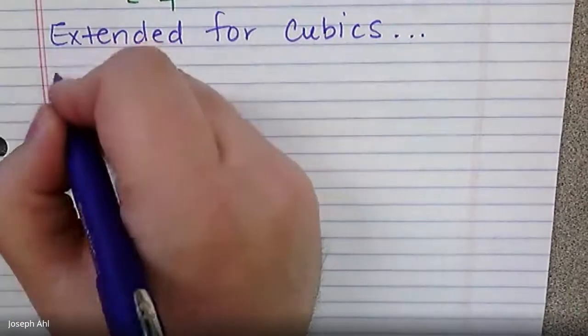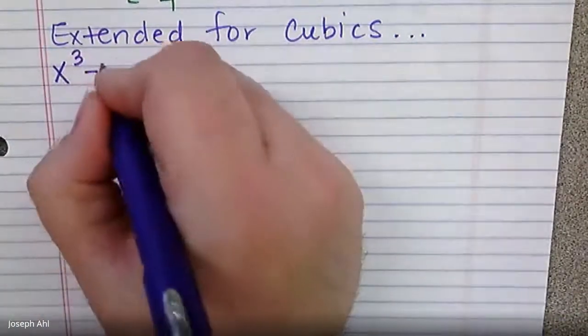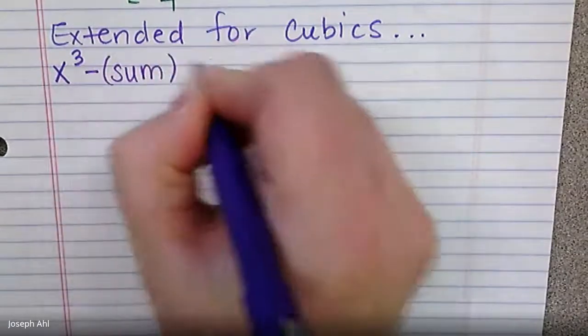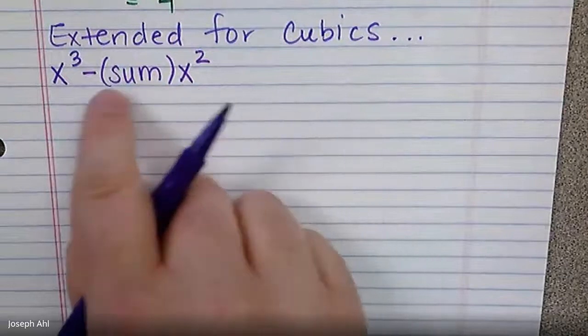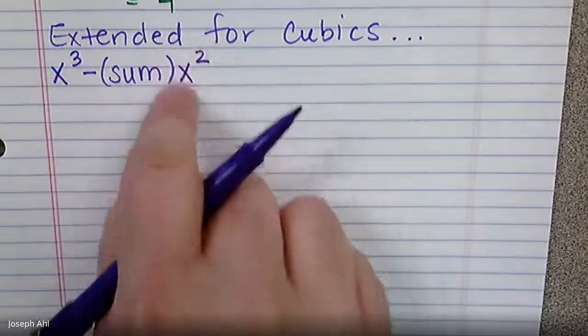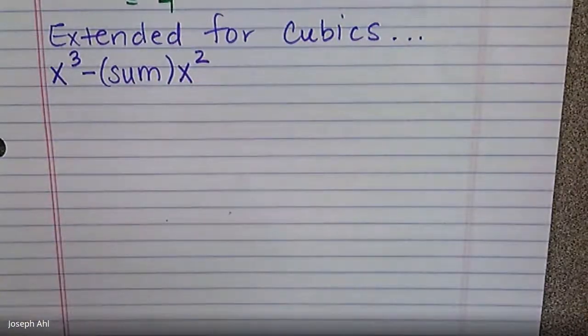So for a cubic polynomial, it's going to start off with x cubed. You're going to change the sign of the sum, and that's going to now be the coefficient of x squared. Just like I was changing the sum and that went next to x before, now the opposite sign of the sum is the coefficient of x squared.